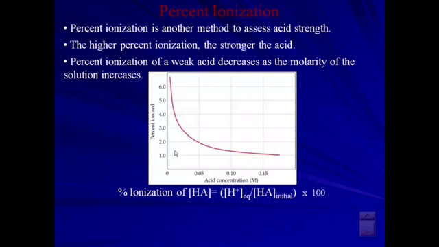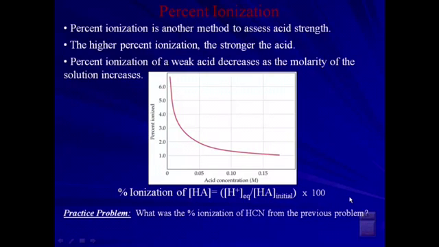So, general formula here for the percent ionization. Whatever the percent is, that is equal to the equilibrium concentration of your hydrogen ion divided by your initial concentration of your acid. So remember, H+ ion on top, acid initial concentration on the bottom, and then multiply it by 100. So here's a good practice problem.